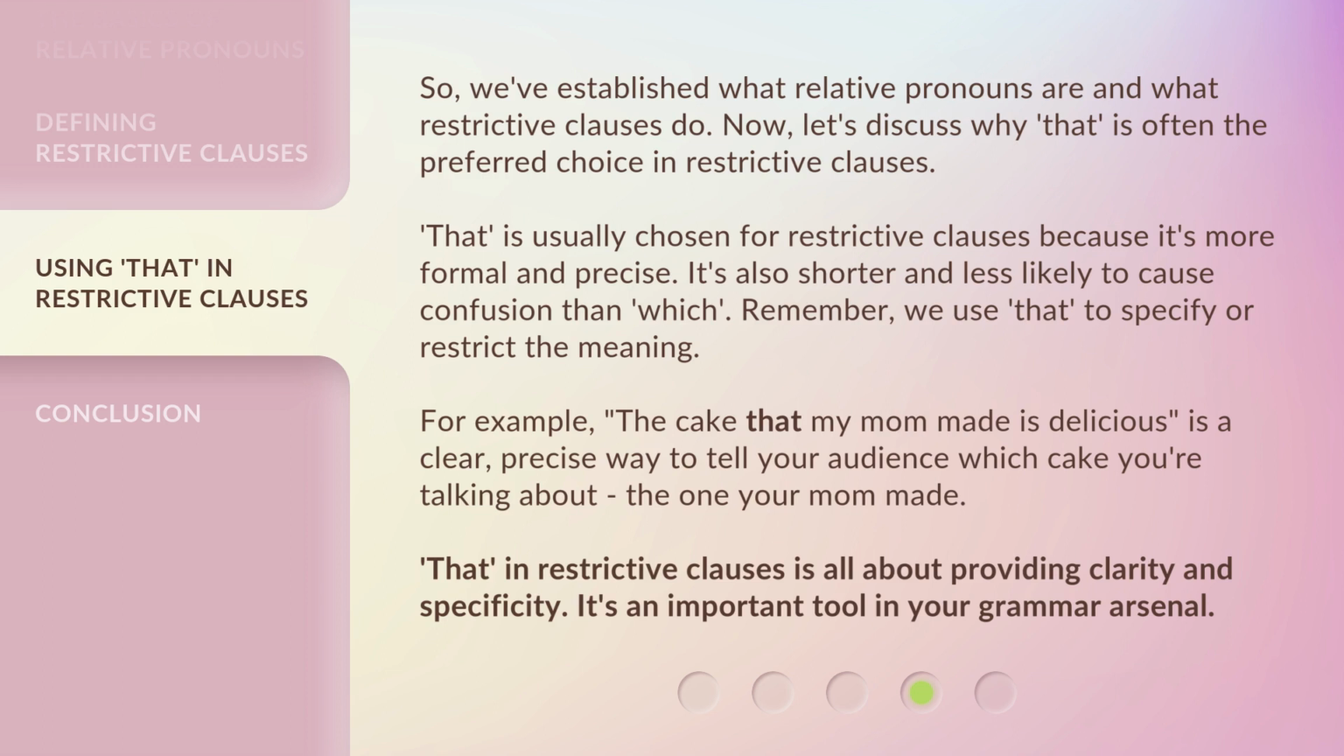For example, "The cake that my mom made is delicious," is a clear, precise way to tell your audience which cake you're talking about, the one your mom made. That, in restrictive clauses, is all about providing clarity and specificity. It's an important tool in your grammar arsenal.